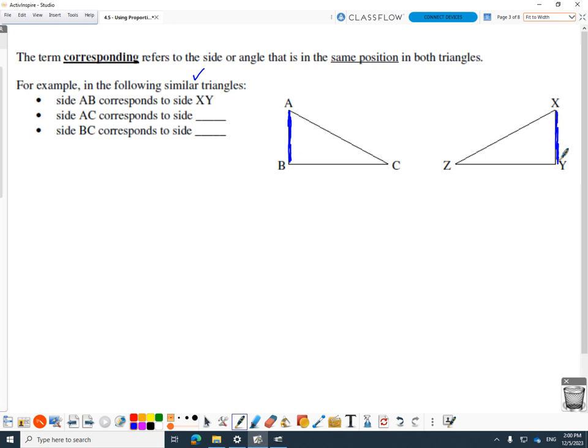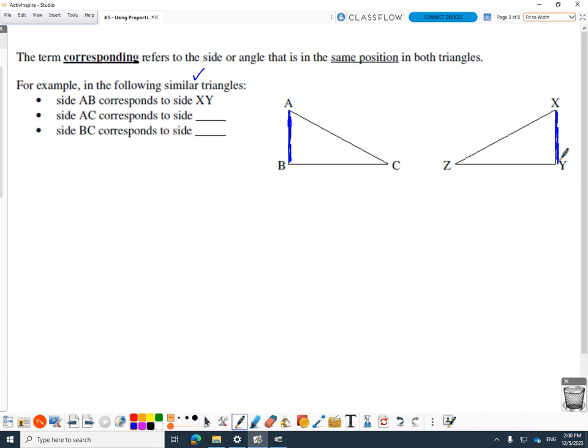Okay, here I go. Ready? Somebody's got to argue, because what I'm going to say is wrong. Yeah, but in this triangle, AB is on the left. On that triangle, XY is on the right. It's still the same angle, still the same dimensions, and those both represent the height. So they are corresponding. Okay? Next, side AC corresponds to side.